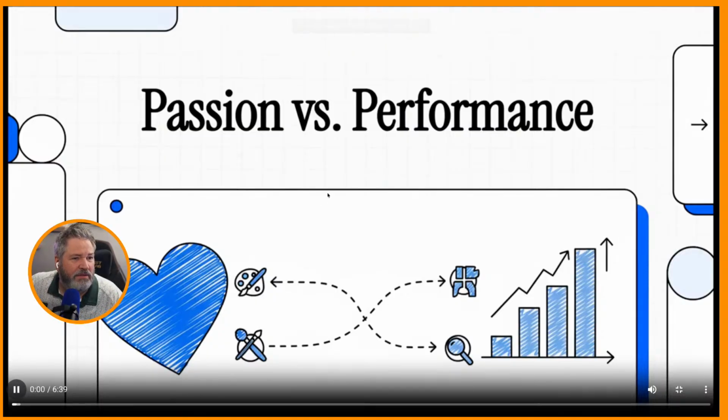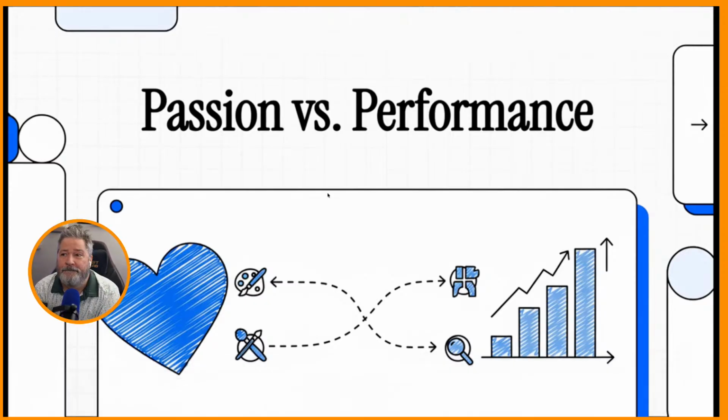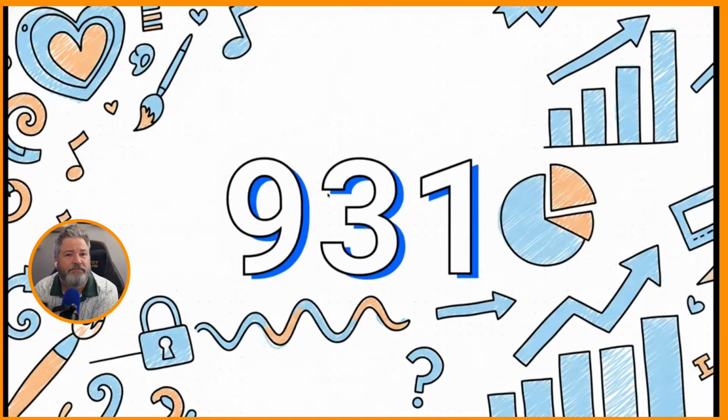And play. So what do you do when the content you absolutely love to make just isn't what your audience wants to watch? Today, we're diving deep into a case study about a creator who was stuck right there, in that classic battle between passion and performance. It all kicks off with this number right here, 931. Now, what do you think that is?